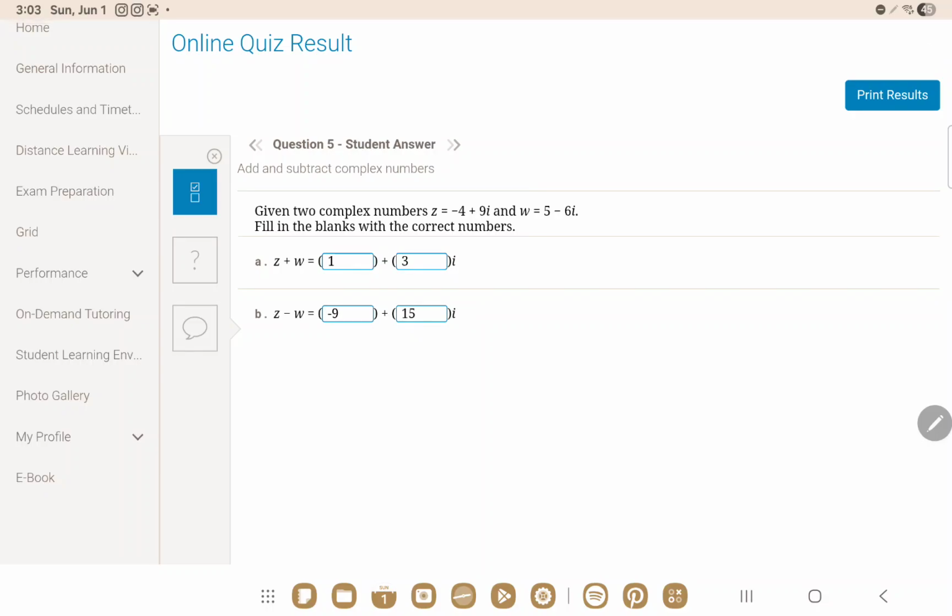Given two complex numbers, same thing as last time, except here you don't need to multiply by anything. Just negative 4 plus 9i plus 5 minus 6i. Negative 4 plus 5 is 1, and 9 minus 6 is 3i. Now for the second one, they want to do the same thing, but you need to subtract them.